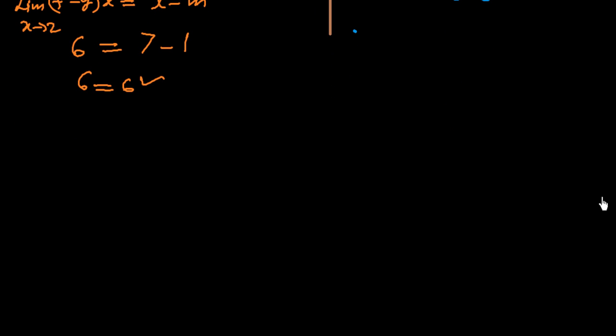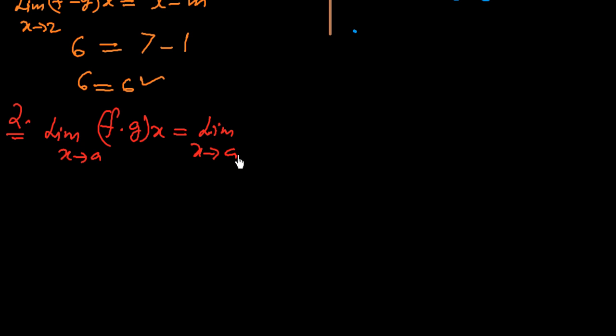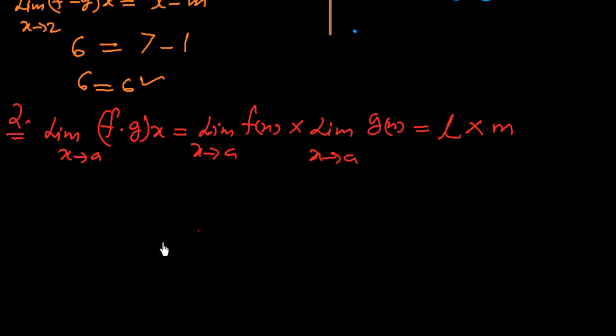Now the second, we see. Now we see the second algebra for this. So we have to verify limit x tends to a for f into g of x is equal to limit x tends to a for f of x into limit x tends to a for g of x. And we know the limit for f of x at x tends to a is, we have assumed L, and this we have assumed m. So L into m should be equal to.